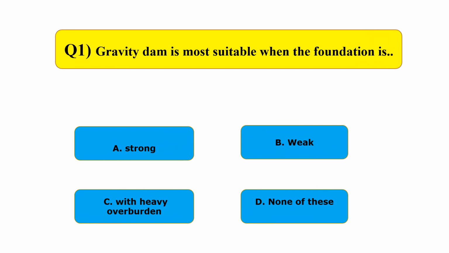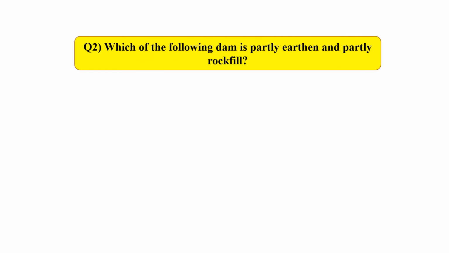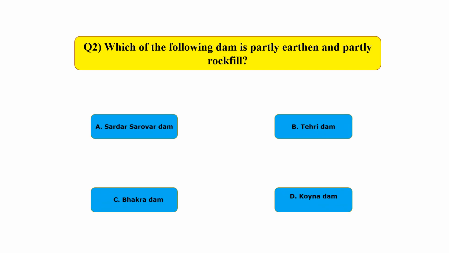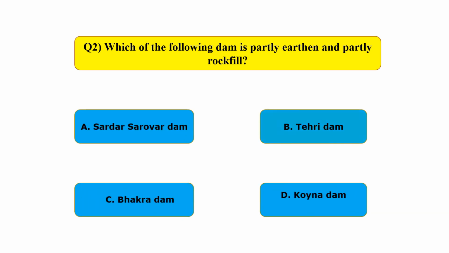Gravity dam is most suitable when the foundation is answer A, strong. Which of the following dam is partly earthen and partly rock fill? Answer B, Tehri Dam.